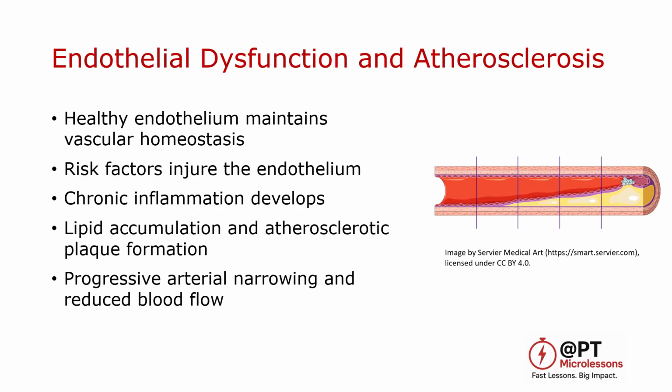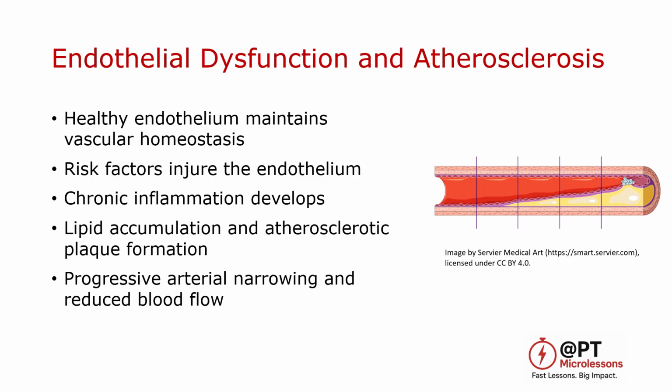Now that we've reviewed the major cardiovascular risk factors, let's examine how they initiate the disease process. The first step in the cardiovascular disease cascade is endothelial dysfunction, which ultimately leads to atherosclerosis. The endothelium is a thin layer of cells lining the inside of every blood vessel. In a healthy state, it maintains vascular homeostasis by regulating vascular tone, preventing unnecessary clotting, reducing inflammation, and controlling the movement of substances across the vessel wall.